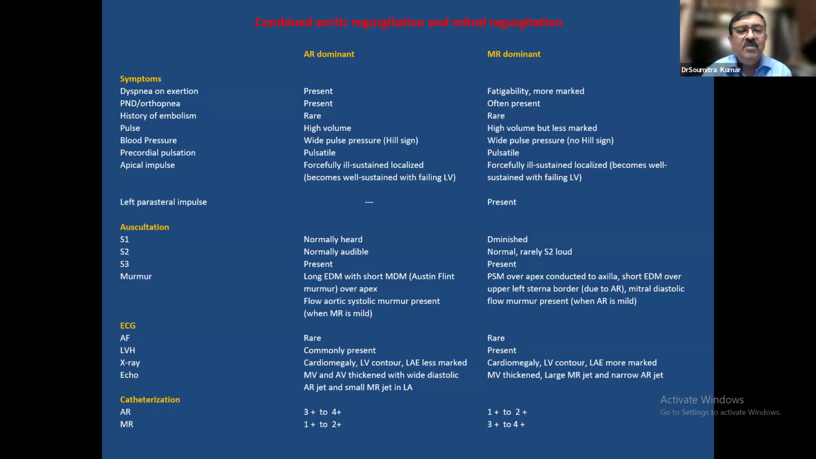Now, in terms of S1, S2, nothing very significant. S3 can be present with both. And for murmur, we get a long EDM and a short MDM, the Austin Flint, with AR dominance. With MR, we get a pansystolic murmur conducted to the axilla, a short EDM over the upper left sternal border, and a mitral diastolic flow murmur due to the severe MR.